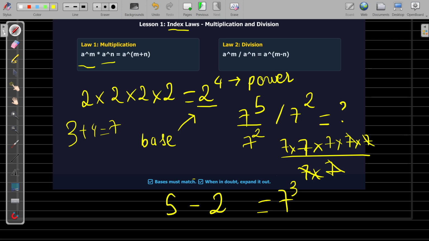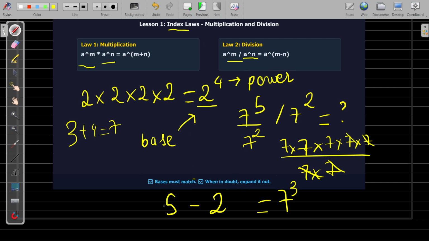The only way the combination of these two numbers equals 3 is a subtraction: 5 minus 2 equals 3. So we have this rule: a to the power of m divided by a to the power of n equals a to the power of m minus n. You subtract the powers, top minus bottom.